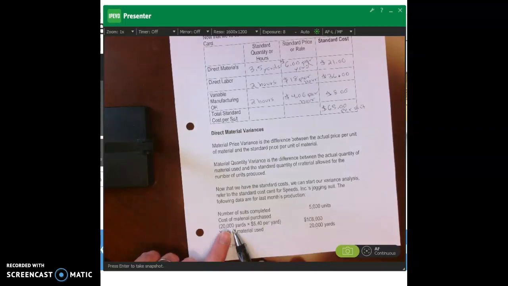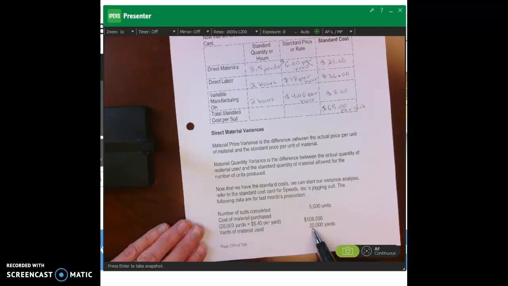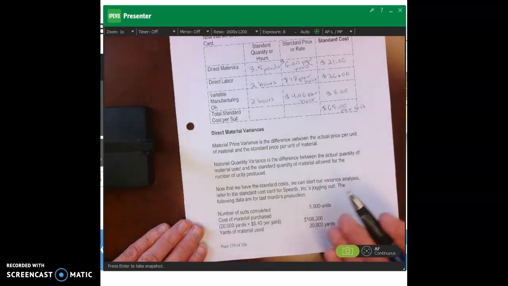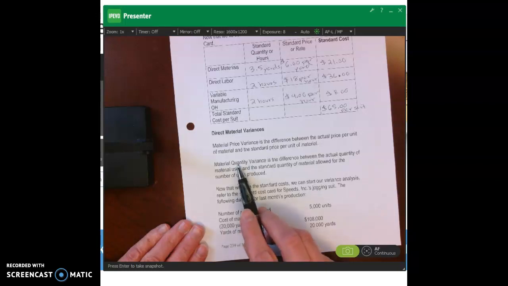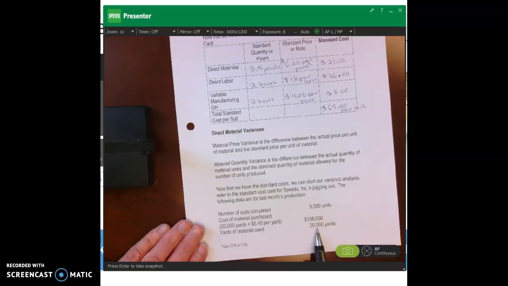This doesn't always have to be the case. There could certainly be situations where we use 15,000, we purchase 20,000, or vice versa if we have some beginning inventory left over. Okay, so these don't always have to be the same, and that's important because when we're calculating a price variance for materials, we want to look at how many yards we purchased. When we are looking at the quantity variance for materials, we want to look at how many yards did we use.